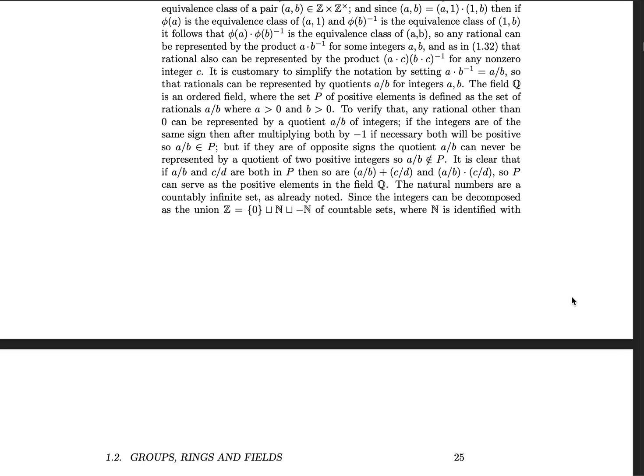It is clear that if you have two positive elements in the rationals, namely a over b and c over d in P, then we have that a over b plus c over d is inside P, and the product a over b times c over d is in P. So P can properly serve as a set of positive elements, which we wanted to be closed under multiplication and addition, defined on our ring, field, whatever.